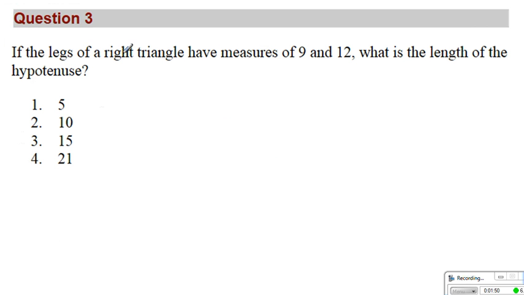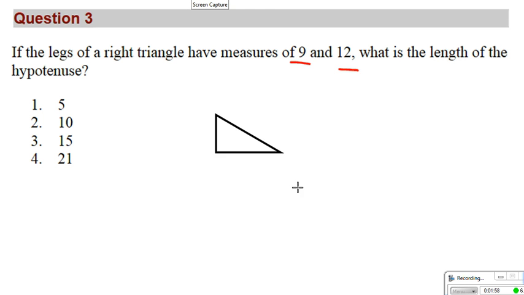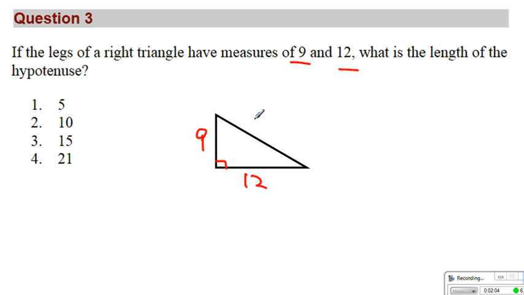Alright, number 3. The legs of the right triangle have the measures of these; what is the length of the hypotenuse? Basically, one side is 9, then a right angle, and the other leg is 12, and we call this one x. Then you can set it up as 9 squared plus 12 squared must be equal to x squared.